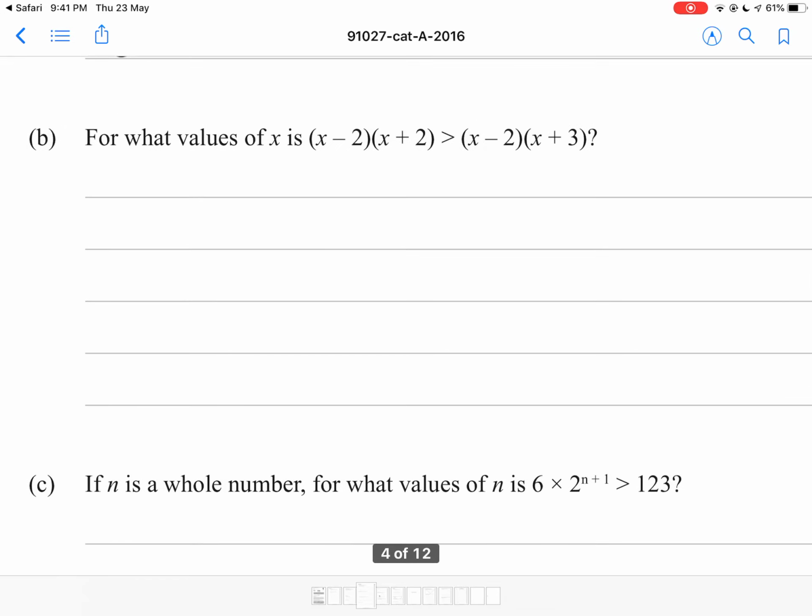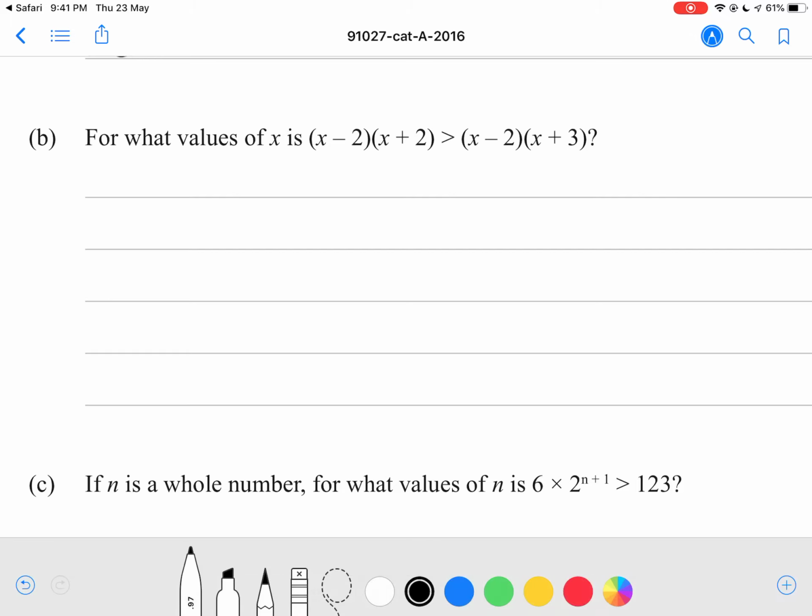For what values of x is x minus 2 multiplied by x plus 2 greater than x minus 2 multiplied by x plus 3? So basically, we're going to expand both of these out. We're going to say x squared.